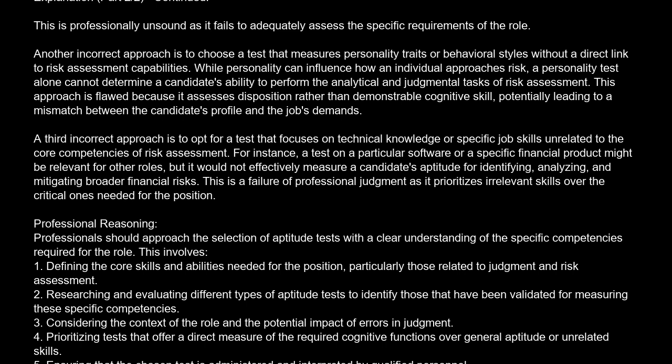4. Prioritizing tests that offer a direct measure of the required cognitive functions over general aptitude or unrelated skills. 5. Ensuring that the chosen test is administered and interpreted by qualified personnel.